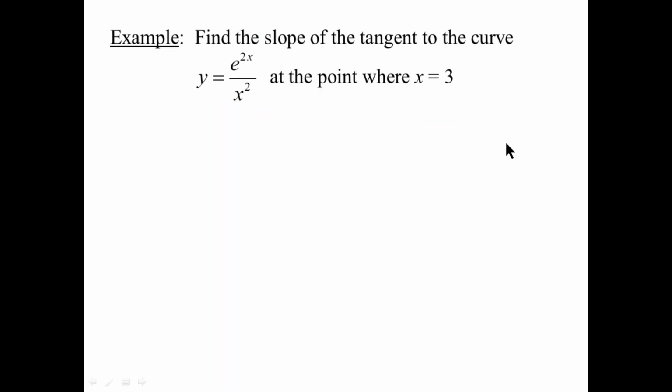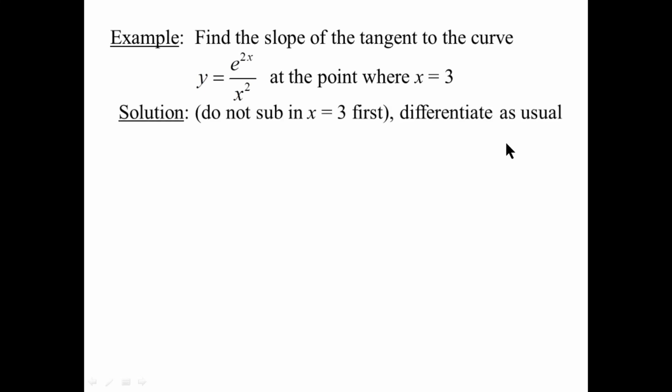And a final example, find the slope of the tangent to the curve at the point. Very typical calculus question. Here the curve is y equals e to the 2x over x squared, while the point is at the point where x equals 3. Solution, do not sub in x equals 3 first. I just mentioned that because at this stage, many calculus students think that it might be a good idea to sub in x equals 3 first. No, one must differentiate first.